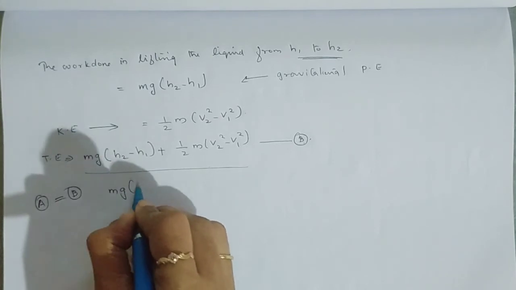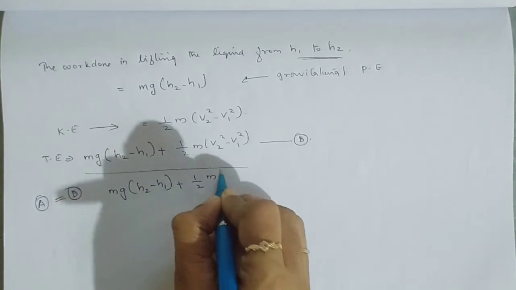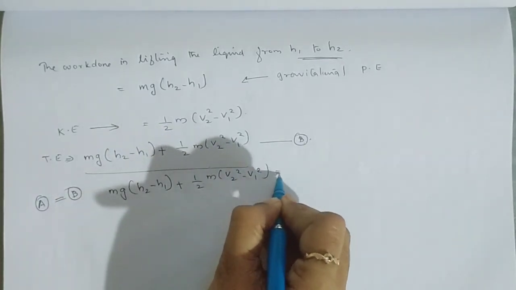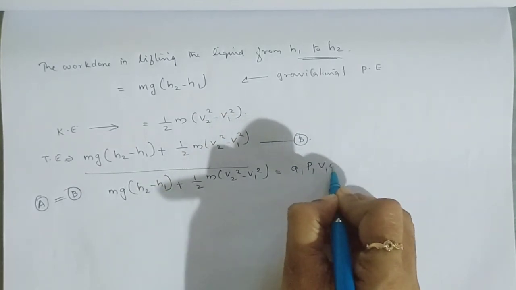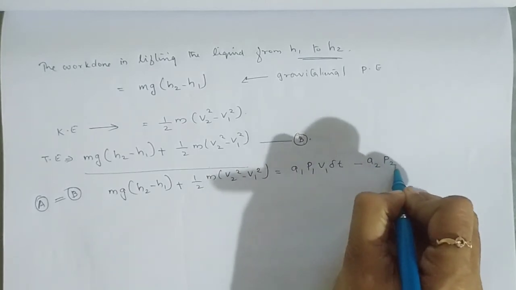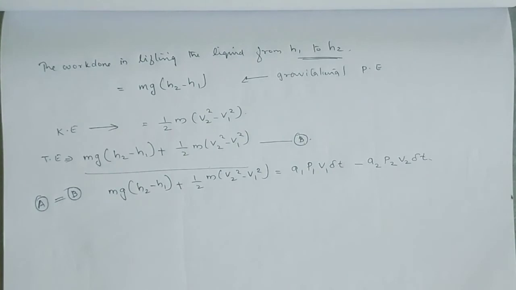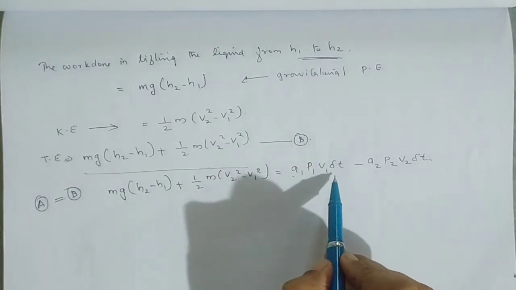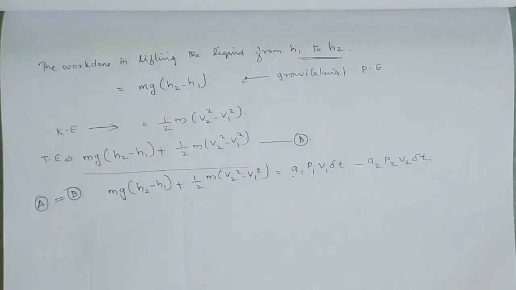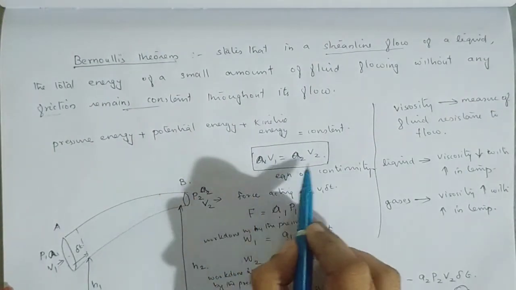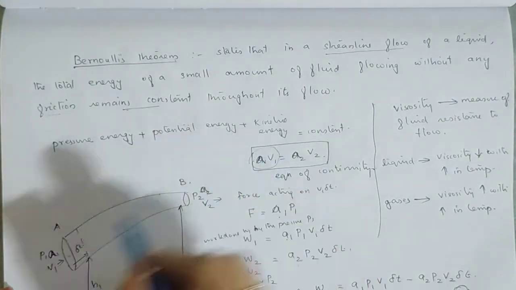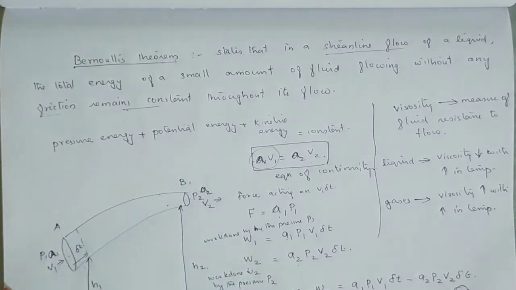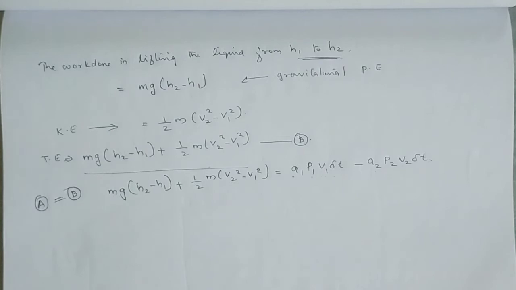We can write mg (h2 minus h1) plus half m (v2 square minus v1 square), that is equal to a1 p1 v1 delta t minus a2 p2 v2 delta t. ഇവിടെ a1 v1 എന്ന് പറയുന്നത്, ദാറ്റ് ഈസ് ഇക്വേഷൻ ഓഫ് കണ്ടിന്യൂറ്റി മെയിൻറ്റെയിൻ ചെയ്യുന്നു. a1 v1 എന്ന് പറയുന്നത് എത്രമാത്രം വോളിയം ഇവിടെ എൻറ്റർ ചെയ്തു, അതേപോലെ തന്നെ ഇവിടെ എത്രമാത്രം വോളിയം ലീവ് ചെയ്തു. ഈ ഒരു ഇക്വേഷനെ നമുക്കൊന്ന് റീഅറേഞ്ച് ചെയ്യാം.